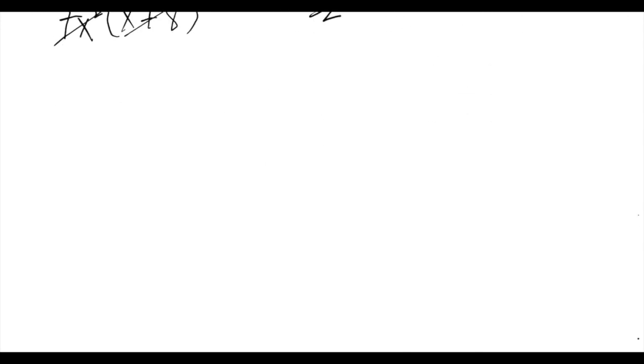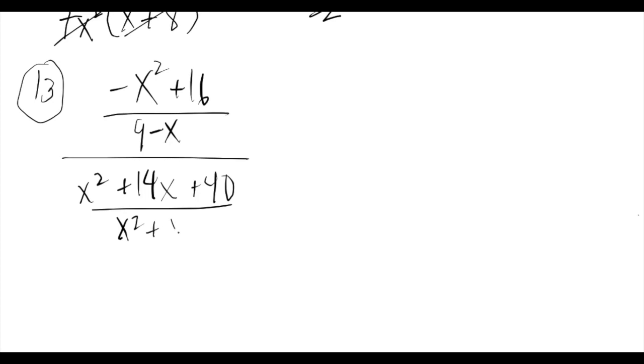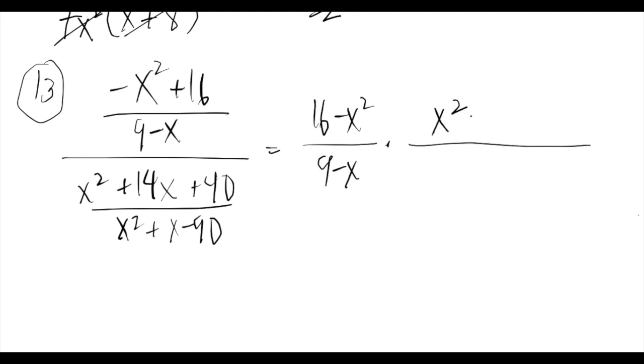Number 13. Negative x squared plus 16 over 9 minus x all over x squared plus 14x plus 40 over x squared plus x minus 90. Okay? So, i-write natin to. Negative x squared plus 16, i-write natin siya as 16 minus x squared over 9 minus x. Times, reciprocal nitong nasa baba, that would be x squared plus x minus 90 over x squared plus 14x plus 40.